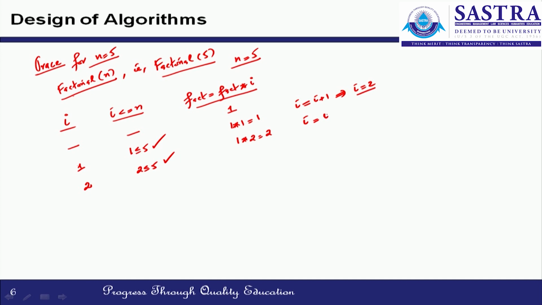Next, I is incremented by 1, I is equal to I plus 1, this implies I is equal to 3. When I becomes 3, the condition to be tested is 3 less than or equal to 5, condition is true. Fact is equal to fact star I, current fact is 2, 2 into 3, 6, fact is updated. Then I is incremented by 1, I becomes 4. Checking the condition if 4 less than or equal to 5, condition is true.